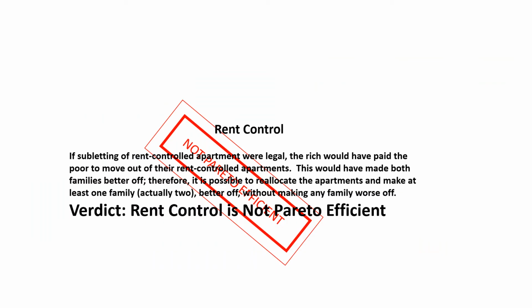Let's summarize. If subletting rent-controlled apartments were legal, the rich would have paid the poor to move out of their rent-controlled apartments. This would have made both families better off. Therefore, it is possible to reallocate the apartments and make at least one family, actually two, better off without making any family worse off. We are ready for a verdict. Rent control is not Pareto efficient.